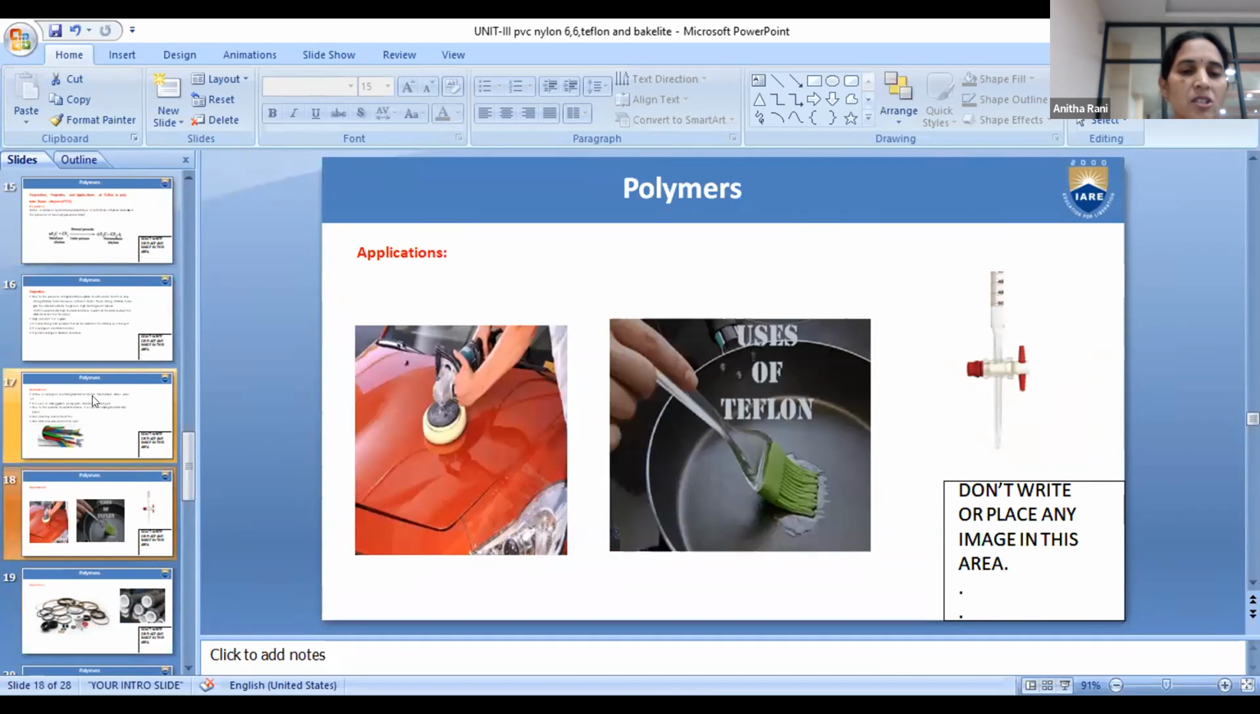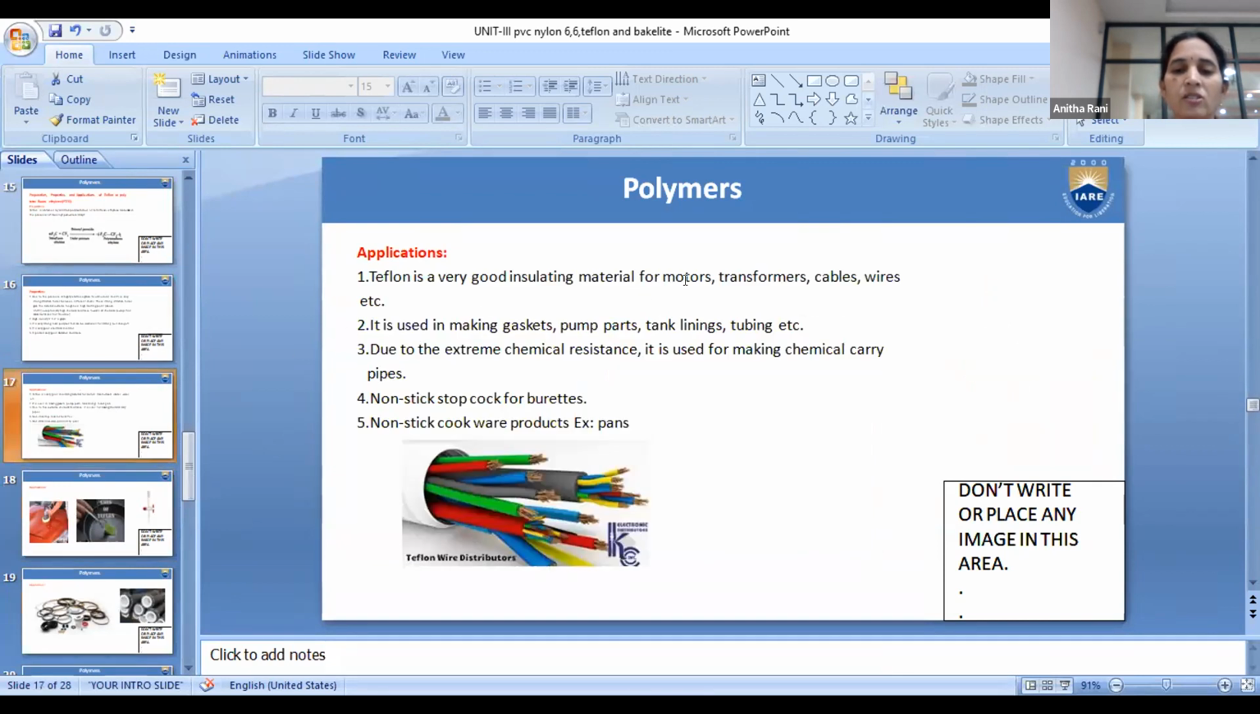So many uses are there. You remember and write. You learn applications of Teflon. It is used in motors, transformers, cables, wires, gaskets, pump parts, tank linings, tubing, chemical carrying pipes, non-stick stopcock for burettes, and non-stick cookware products, for example pans. So these are the applications of Teflon.